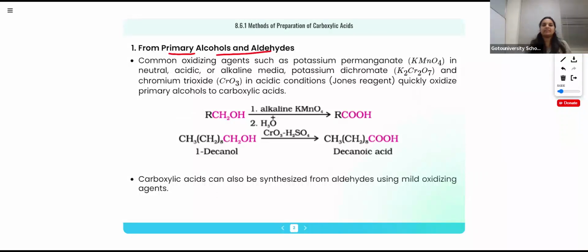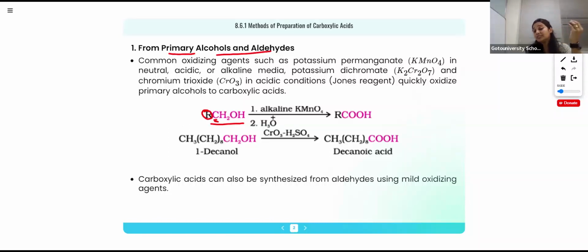So from primary alcohols and aldehydes, how can we prepare the acid? See, here I am taking a primary alcohol. What is a primary alcohol? The OH group is connected to one carbon, that carbon is connected to only one other carbon, and the other two groups are hydrogen. So what you have to do? The primary alcohols on oxidation. Oxidation means addition of oxygen, we know, or removal of hydrogen.